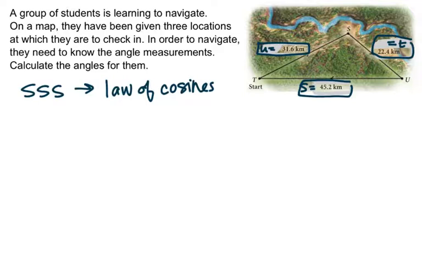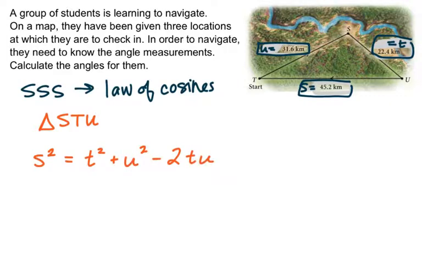Remember I talked about memorizing the law of cosines not as a formula, but as a pattern. So in this situation, we're dealing with triangle STU, or however you want to call it. Suppose we want to find angle S. Then I would start with S squared, and I know I would have cosine of S over on the right. So since I'm using S squared on the left, that means I have T squared plus U squared minus 2 times T times U, and then that would be times the cosine of S.